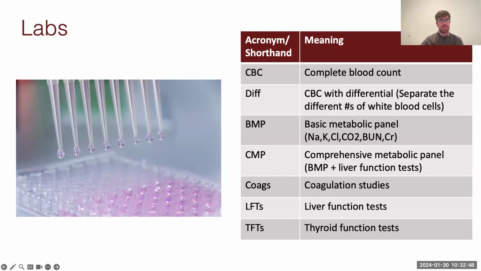The shorthand for liver function tests is LFTs. So again, that's just looking for liver inflammation and blockages. And then coags are your coagulation studies. So these are studies that are looking to see how well your blood is coagulating or grouping together to stop bleeding.